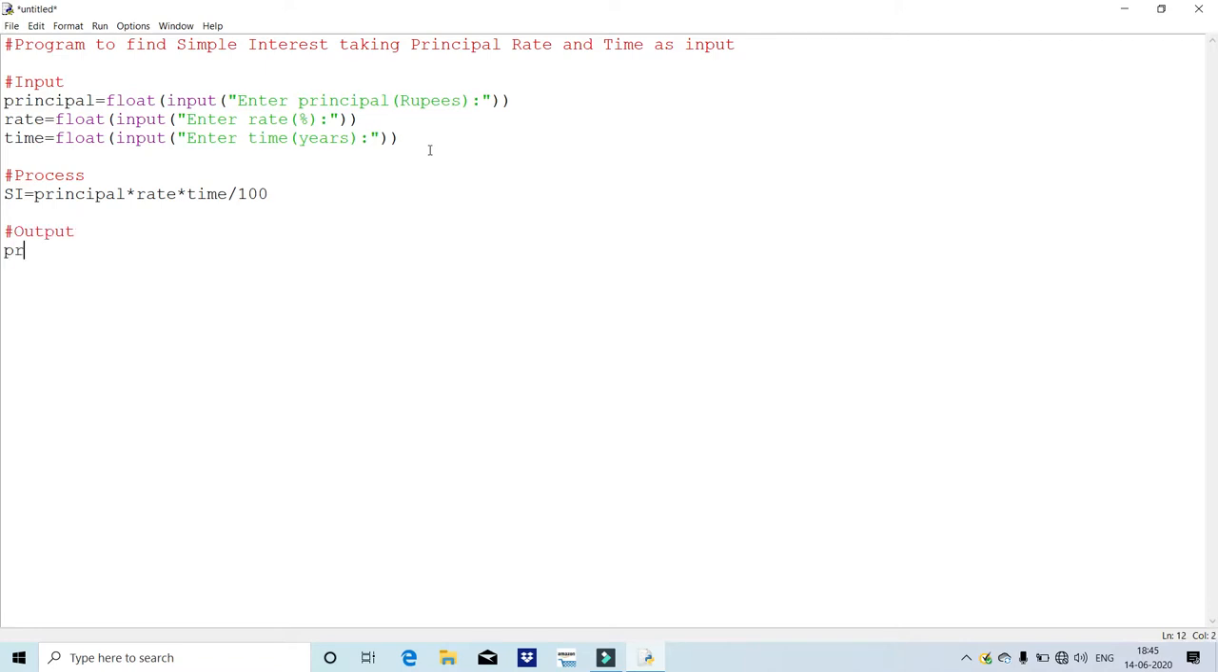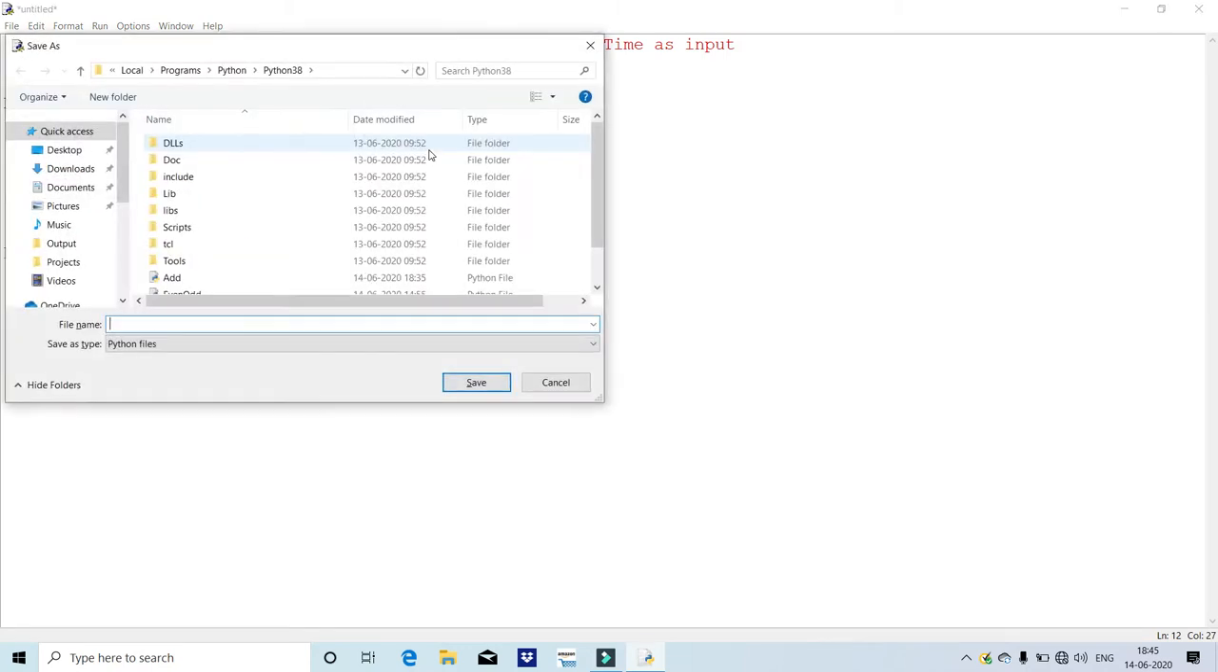The output would be the simple interest. So first prompting the user that your simple interest is equal to, comma and SI, the variable, saving it with si.py.